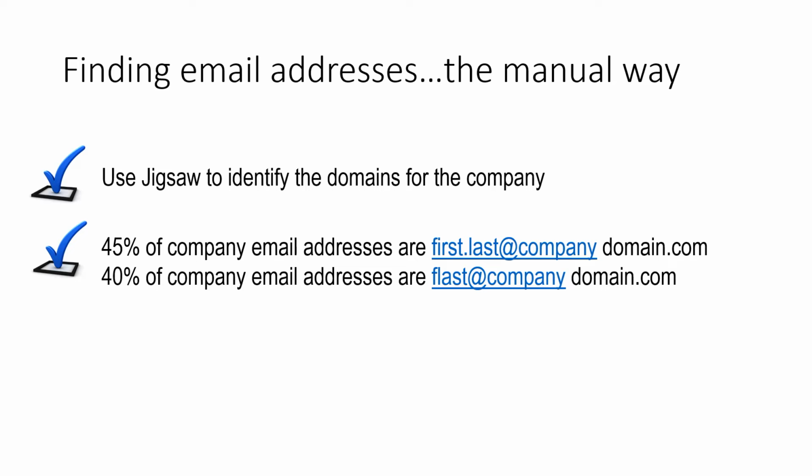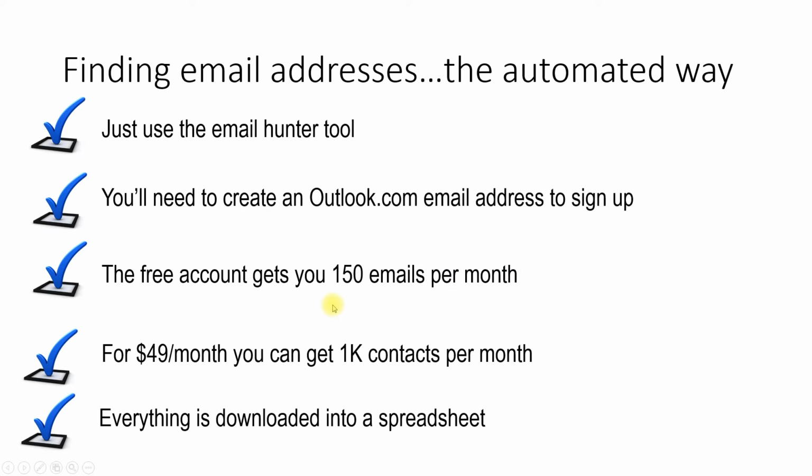Now, manually is great, but I'd rather do it the automated way. And I'm going to show you a tool called Email Hunter that is going to automate this entire process, and it's going to make it so easy for you to find hiring managers and find their email addresses. In order to do that, you need to create an Outlook.com email address in order to sign up. Now, you can sign up here for this thing.